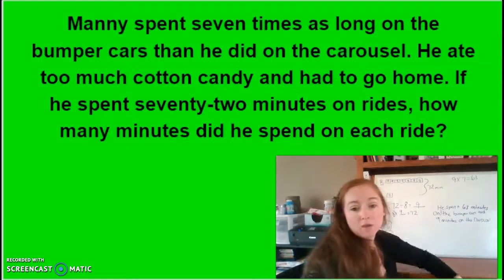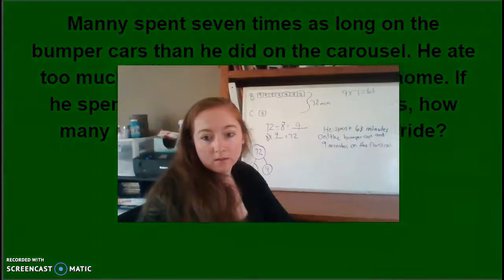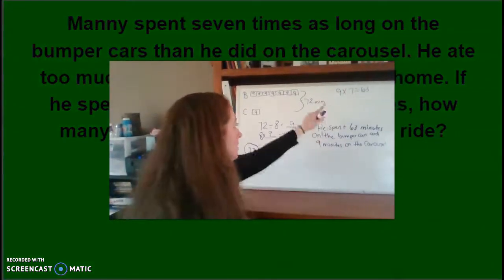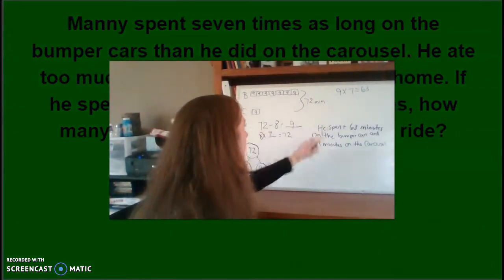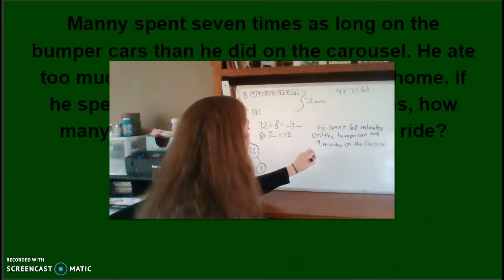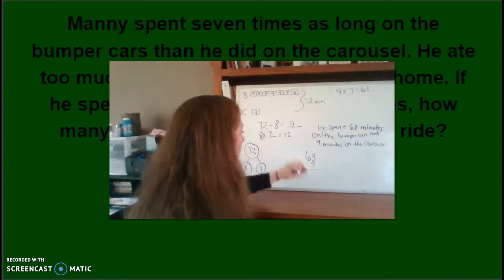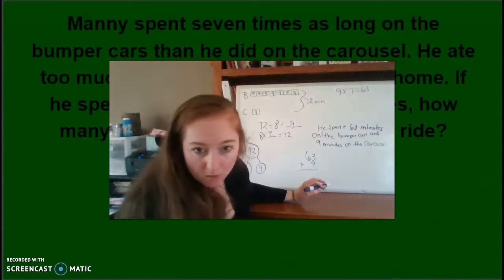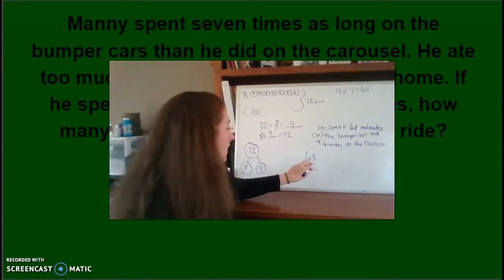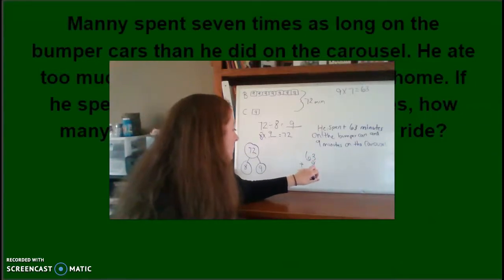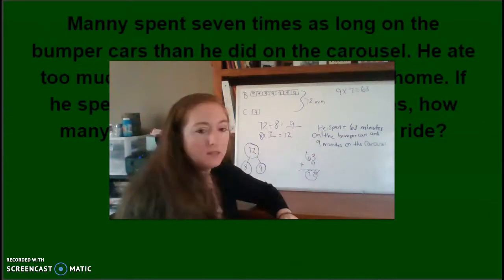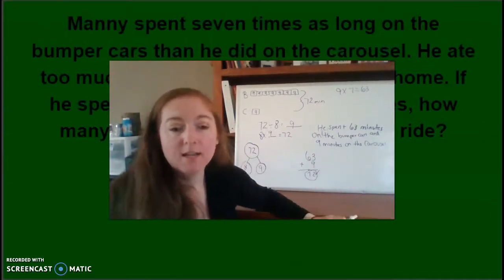Okay, so now just to double check our work, we need to just make sure that this adds up to 72. So the way you check it is you take 63 and you add 9, and your answer should equal 72. If it does not, then that means something's wrong, and just go back and double check. Okay, so this and this is 12, and this is 7. So yes, he did do 72. So my answer is correct.